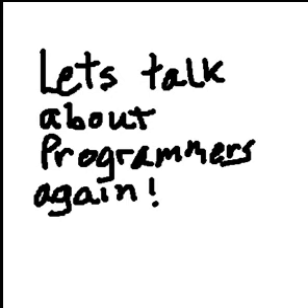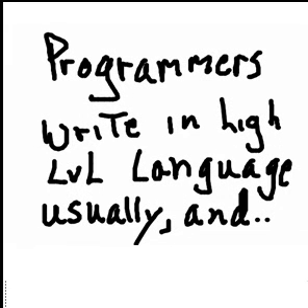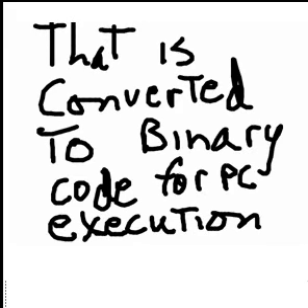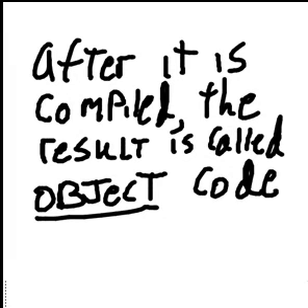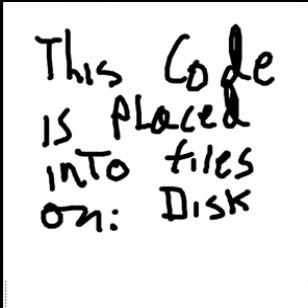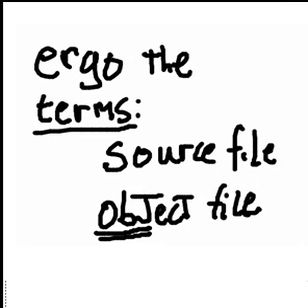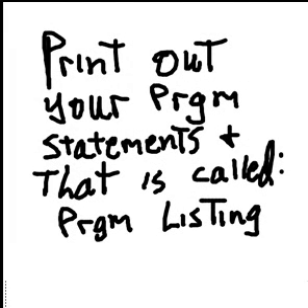Let's talk about programmers again. And programmers write in high-level languages usually, and that is converted to binary code for PC execution. A program, what the computer programmer writes in his text editor, pre-compilation, before he compiles it, is also known as source code. After it is compiled, the result is called object code. This code is placed into files on the disk. Ergo, the terms source file and object file, or OBJ file. Print out your program statements onto the printer, and that is called a program listing.